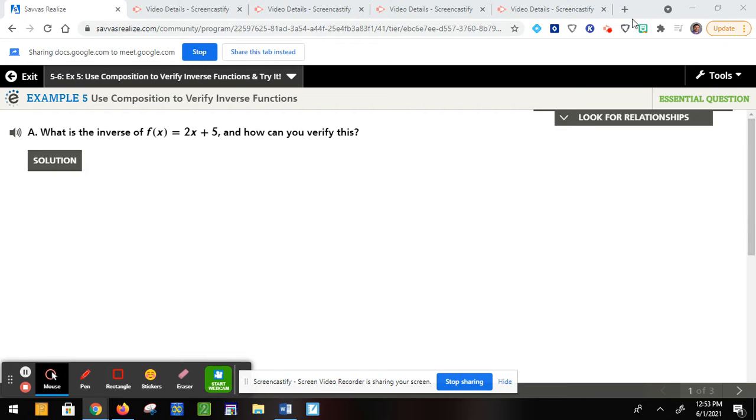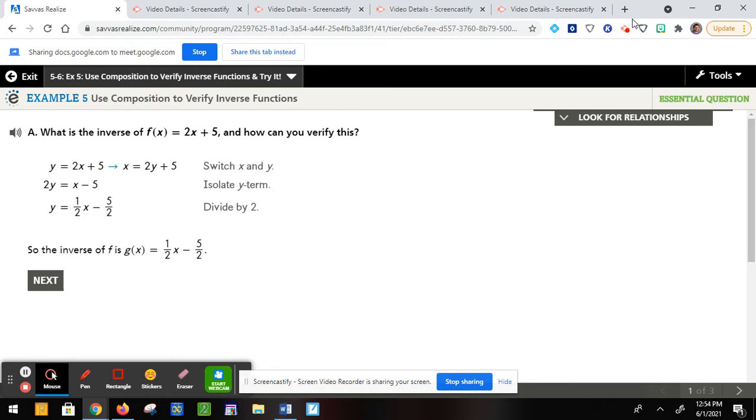What is the inverse of that function? Well, we're going to find out the way we found all the previous examples. But now it's asking you to verify or check. There's an interesting way to do that. So we're going to find the inverse function the same way. Flip x and y, and then you solve for y, and you end up, in this case, getting y equals 1/2 x minus 5 halves.